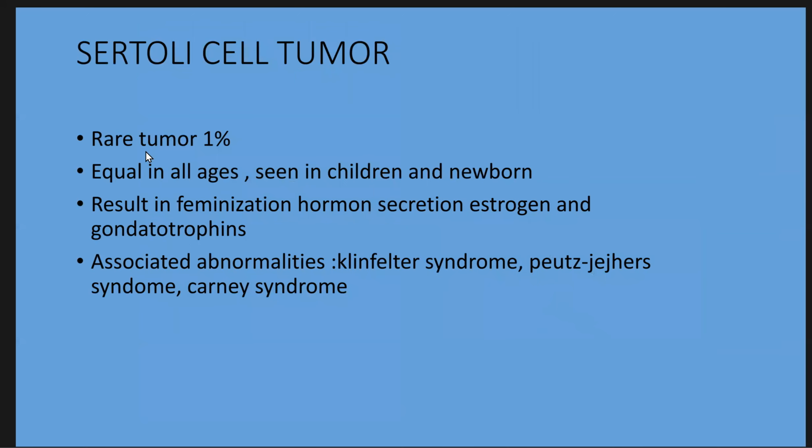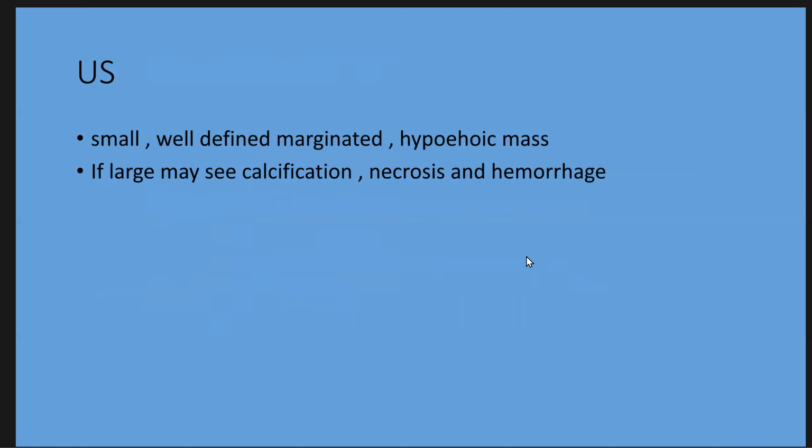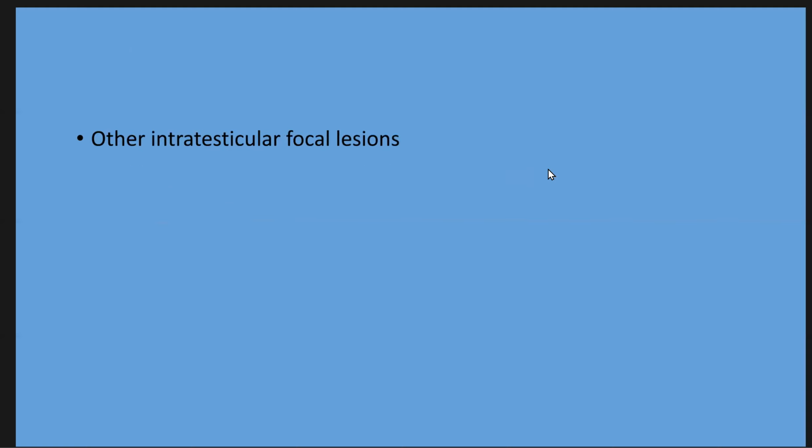And the mass proved to be Sertoli cell tumor, and it is a rare tumor, and it is around 1% of the testicular tumors seen in children and in newborns, and results in feminizing hormone secretion, estrogen, and gonadotropin, associated with other abnormalities, Klinefelter, Peutz-Jeghers, and Carney complex. Ultrasound shows a small, well-defined hypoechoic mass which may have calcification or necrosis or hemorrhage and with increased vascularity.